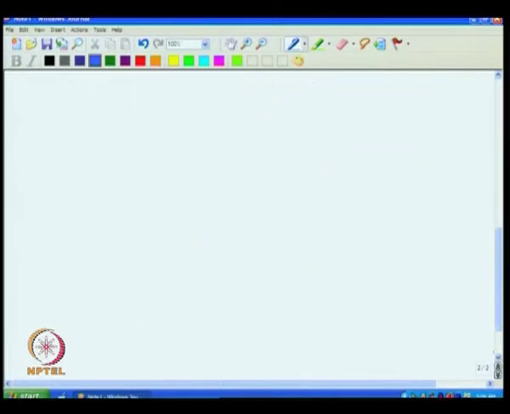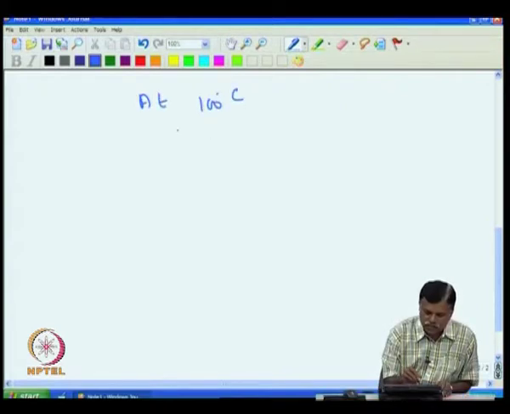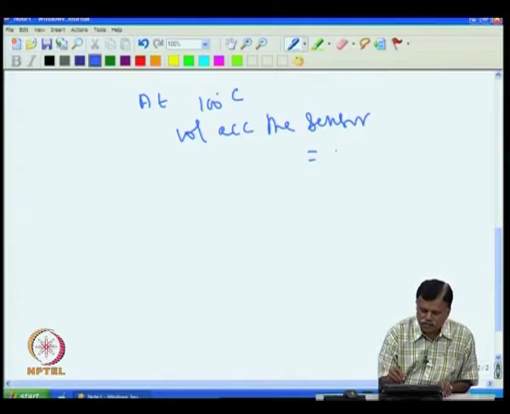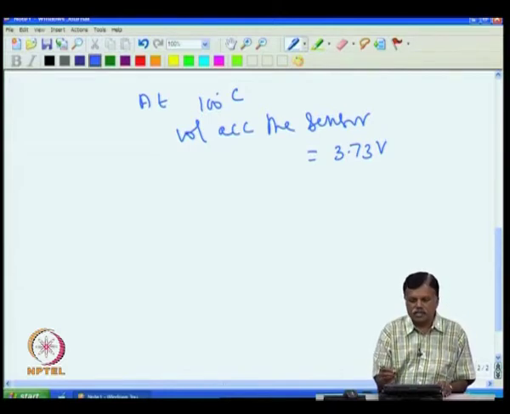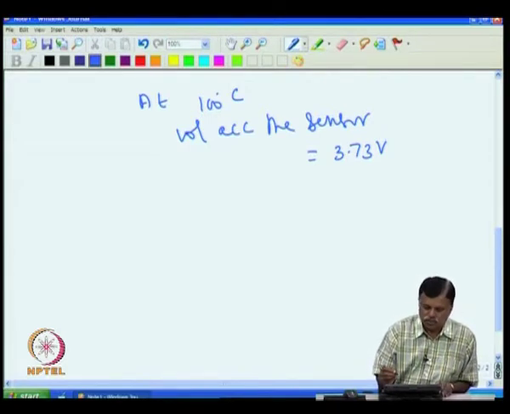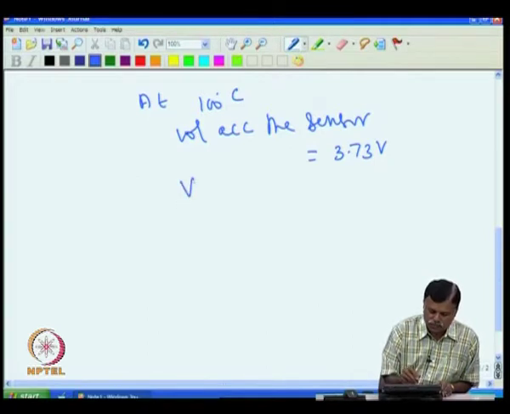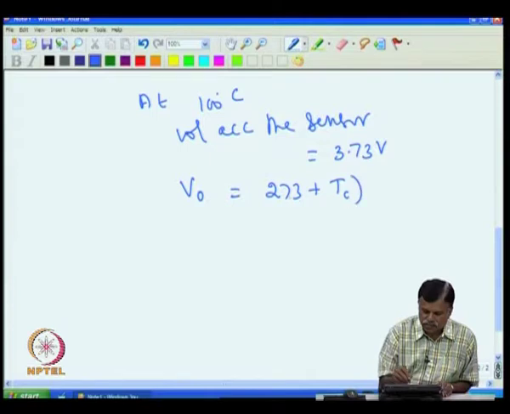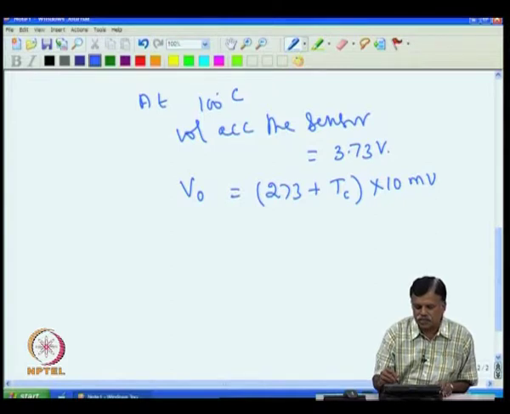Then at 100 degree C, voltage across the sensor will be 3.73 volt, because 0 degree C corresponds to 273 degree K. So, basically the V output of the sensor is actually (273 plus temperature in C) into 10 millivolt. That is what the temperature gives. That is why at 100 degree C we will get 3.73 volt.